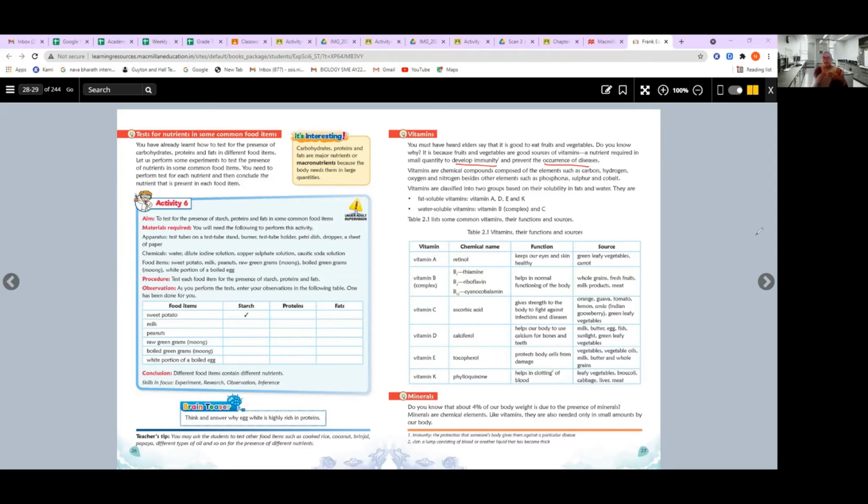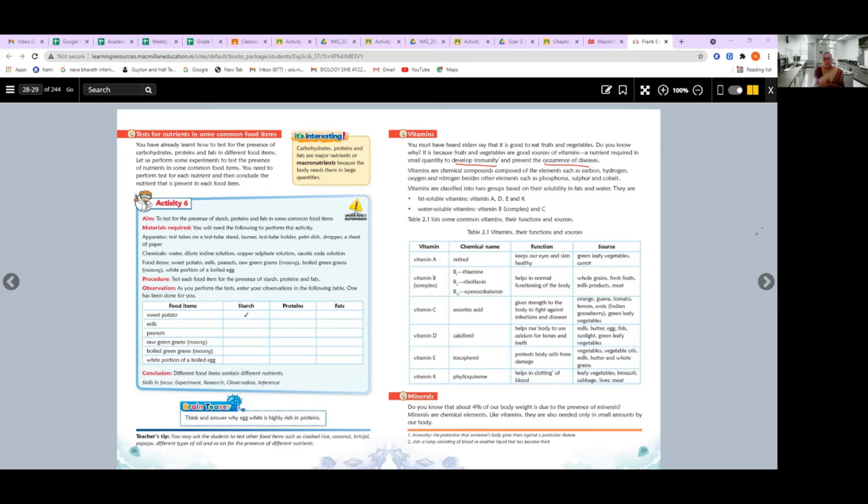As I already told you in the class, carbohydrates are composed of carbon, hydrogen, and oxygen. Proteins have carbon, hydrogen, oxygen, and nitrogen. Fats again have carbon, hydrogen, and oxygen. But what elements are present in a vitamin? Carbon, hydrogen, oxygen, and nitrogen, along with phosphorus, sulfur, and cobalt in a very little amount. So these are called vitamins.